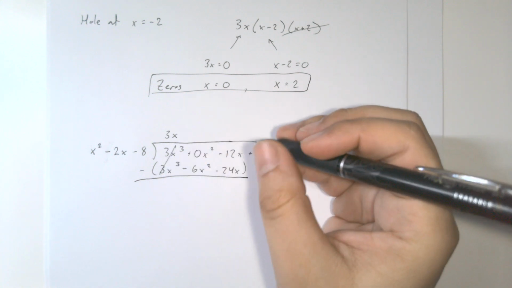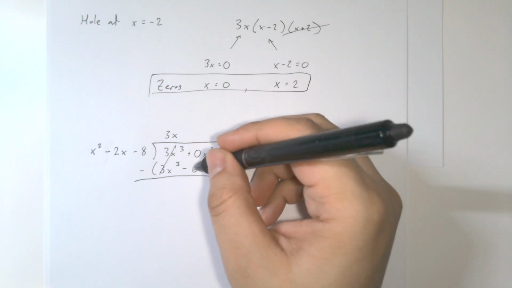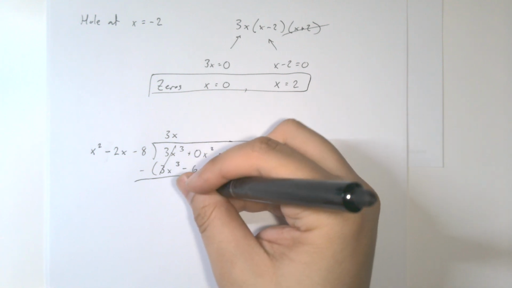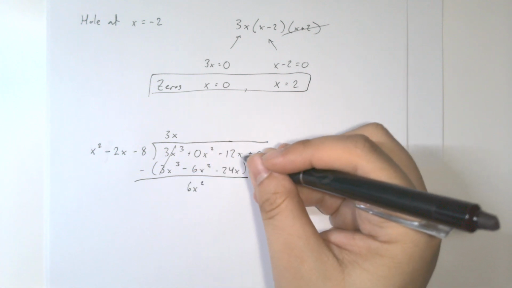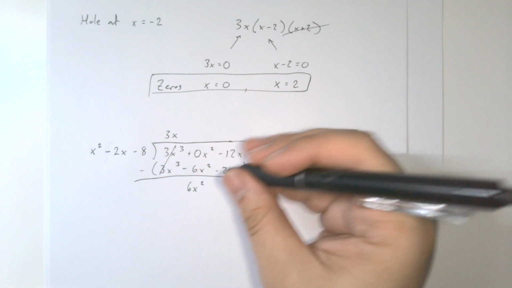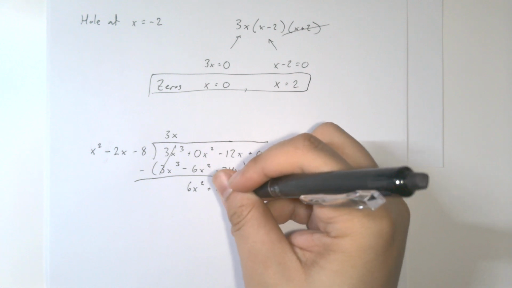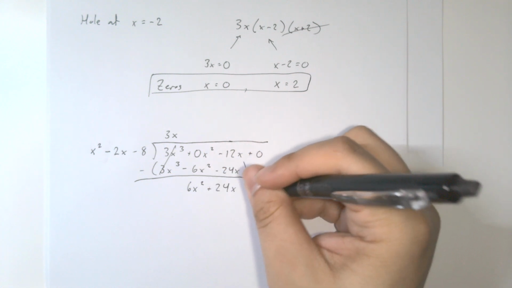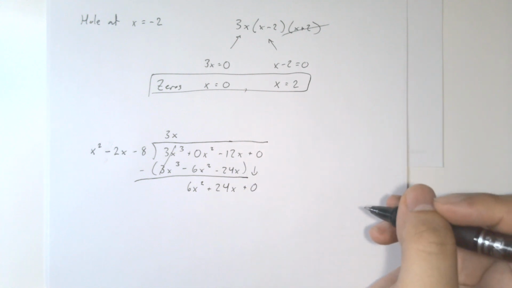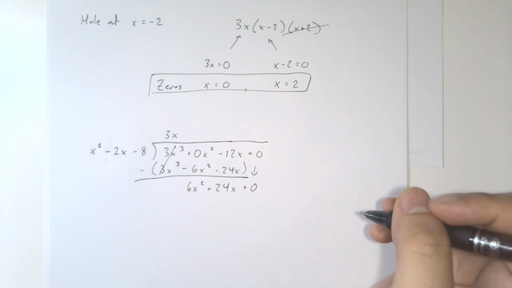All of this is going to cancel. We have 0x squared plus 6x squared, which is going to be 6x squared. And then we have negative 12 plus 24, which is going to be 24x. And then we can bring down the 0, and we have plus 0, so that 0 is not optional. So please write that 0.